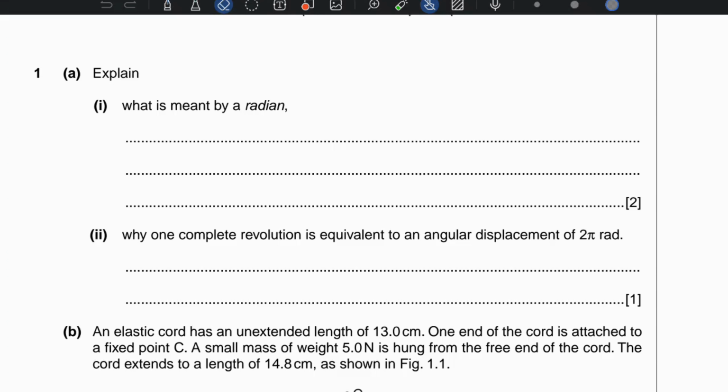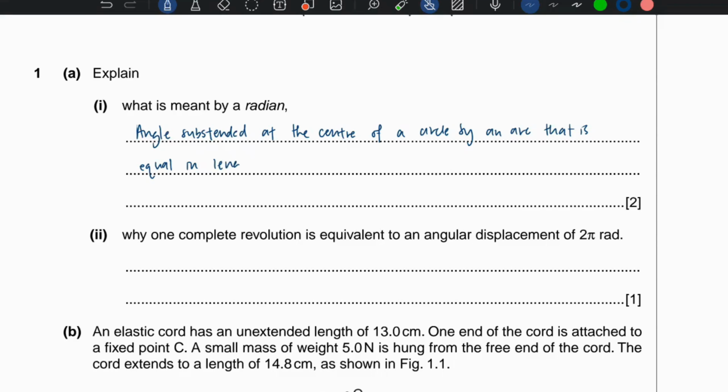So what's the definition? A radian is an angle subtended at the center of a circle by an arc that is equal in length to the radius of the circle. There you go. One simple sentence, you get your 2 marks already. Okay, next one, moving on.